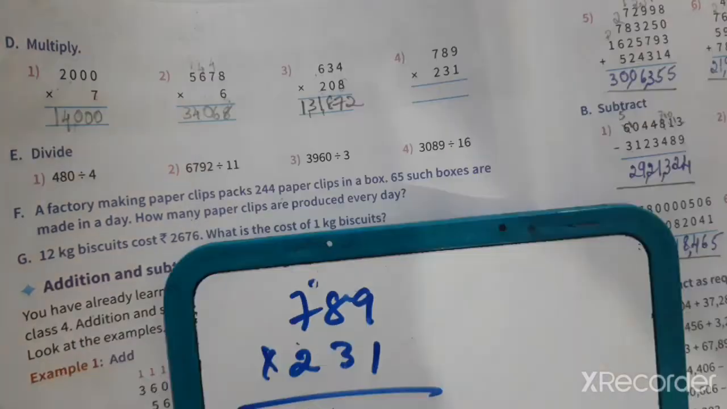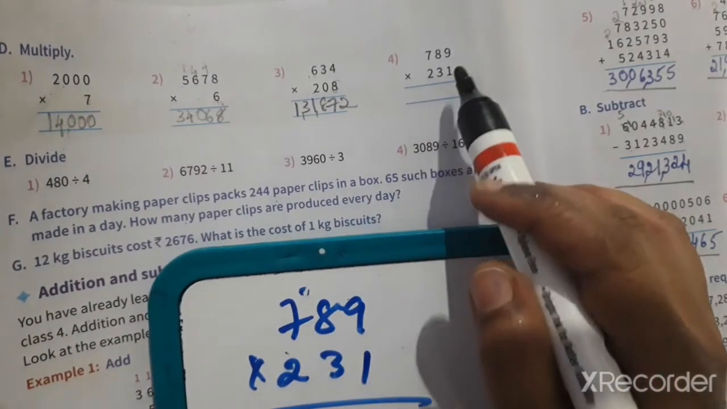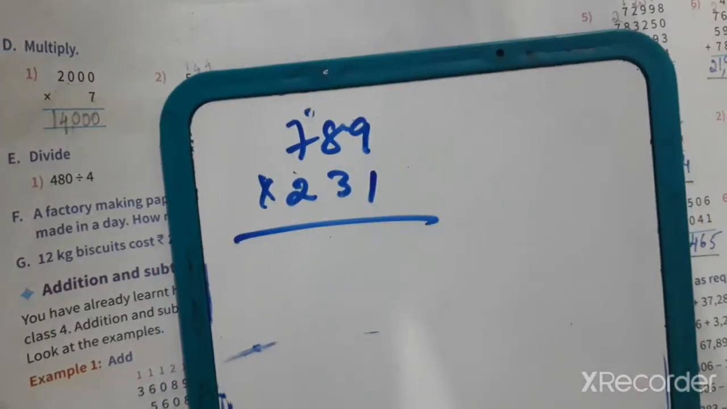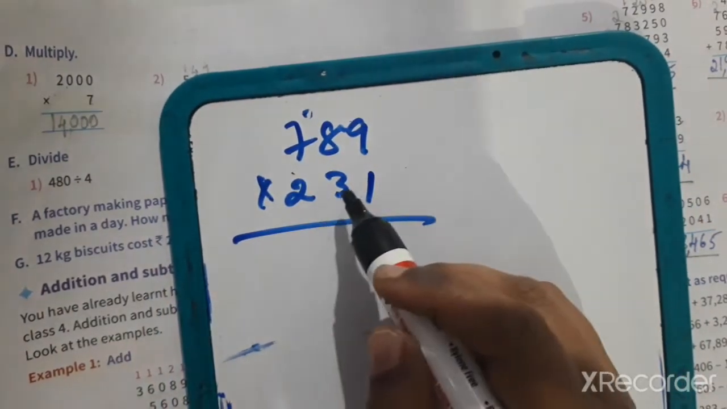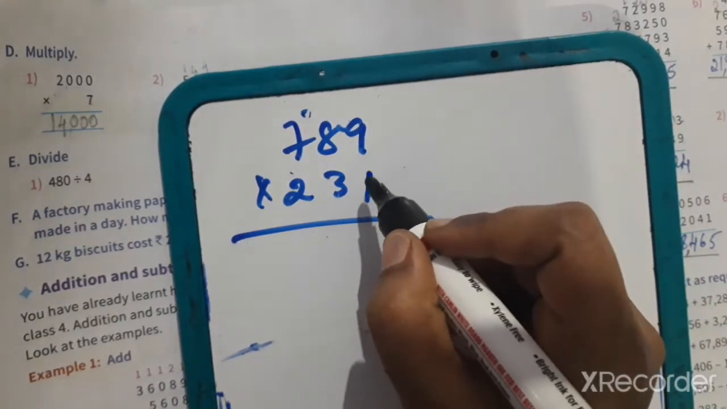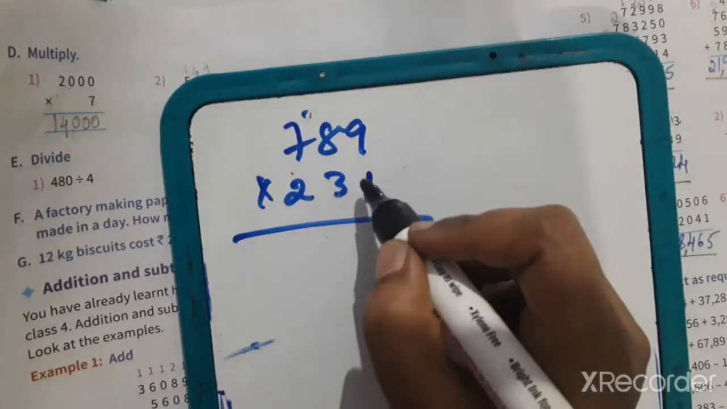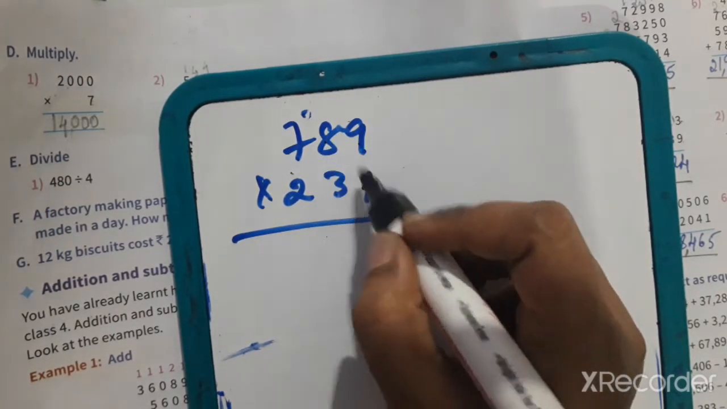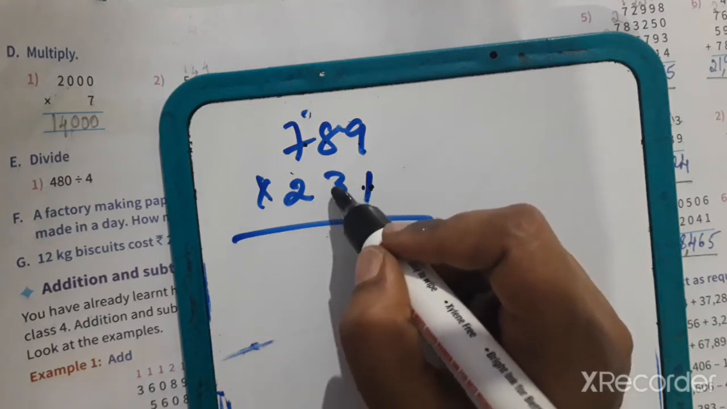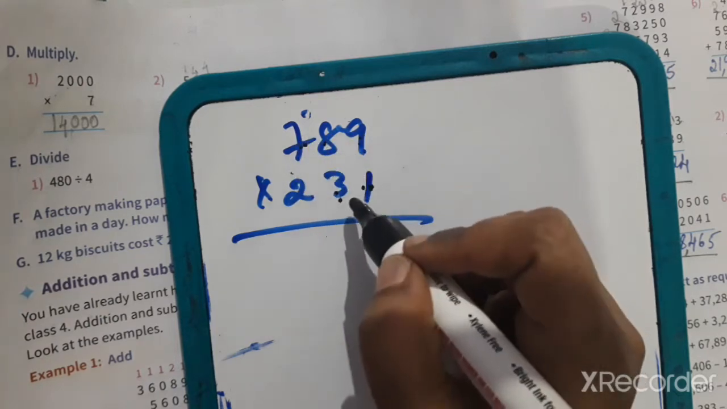Now the next number is 789 into 231. Yeah, we can't multiply directly. So 789 into 231. So with the second line we have to multiply each number. So 1 with 9, 1 with 8, 1 into 7. And in the second line, in the tens place we have to write. Okay, 3 with 9, 8, 7 we have to multiply.